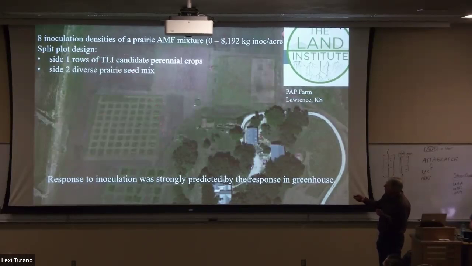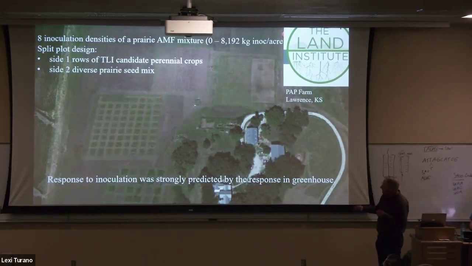We have split plots where half of them are rows of the Land Institute candidate perennial crops. This was funded by the Perennial Agriculture Project. And the other half is just a diverse prairie seed mix. We're mostly going to talk about this side of the plots, but it's worth noting that these candidate crops were grown and inoculated in the greenhouse, and then they were just planted out into these plots that have different densities of native mycorrhizal fungi.